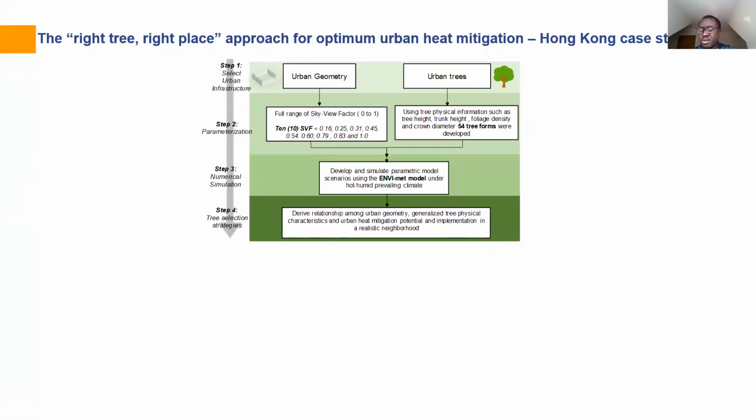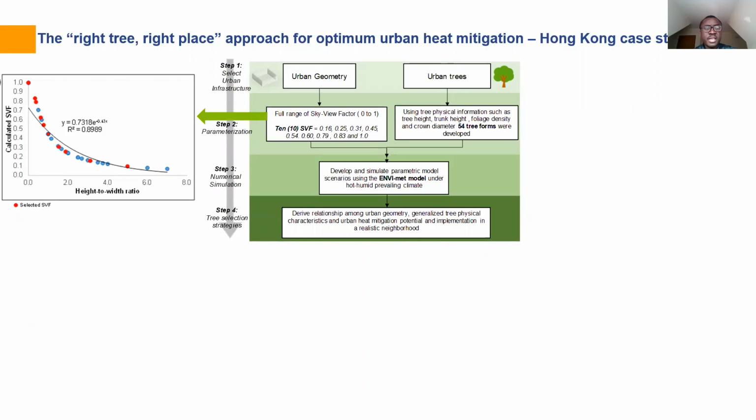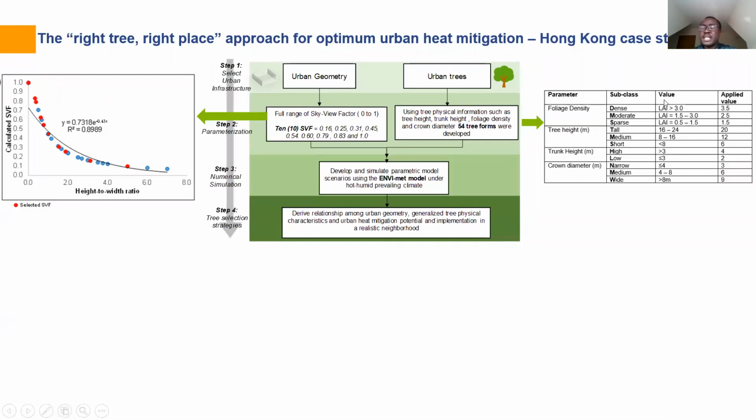We discussed that with the Hong Kong case study here. Step one is to select the urban infrastructure, and here we are considering the urban geometry and the urban tree. These are the two that we want to couple together. We selected 10 different urban densities based on their sky view factor, so based on the amount of sky that is visible. We selected 10 along this curve, and we also developed a generic tree classification scheme. It is based on the physical parameters of trees, on the assumption that tree species are different based on their form. Actually, there are some trees that have the same form but are different species, so we group those together. Later on, we are going to see that.